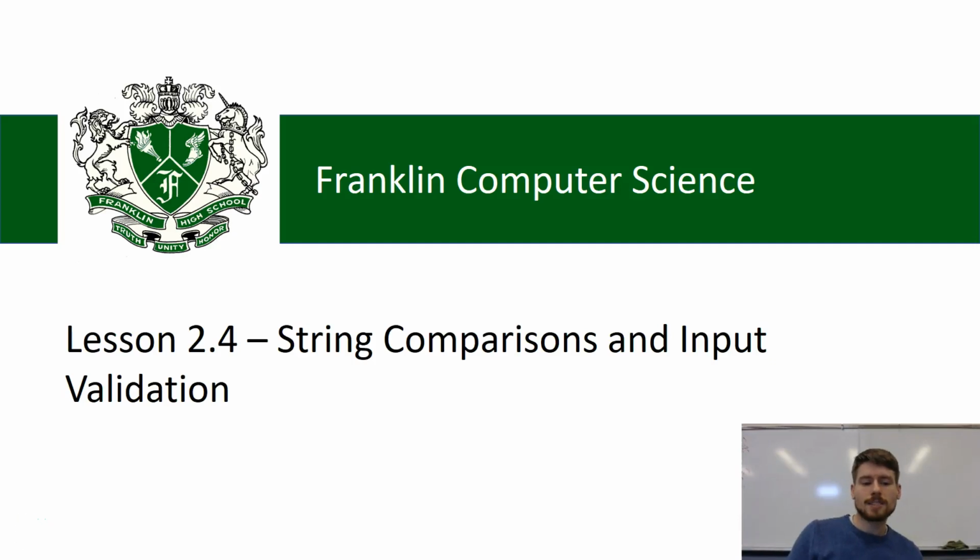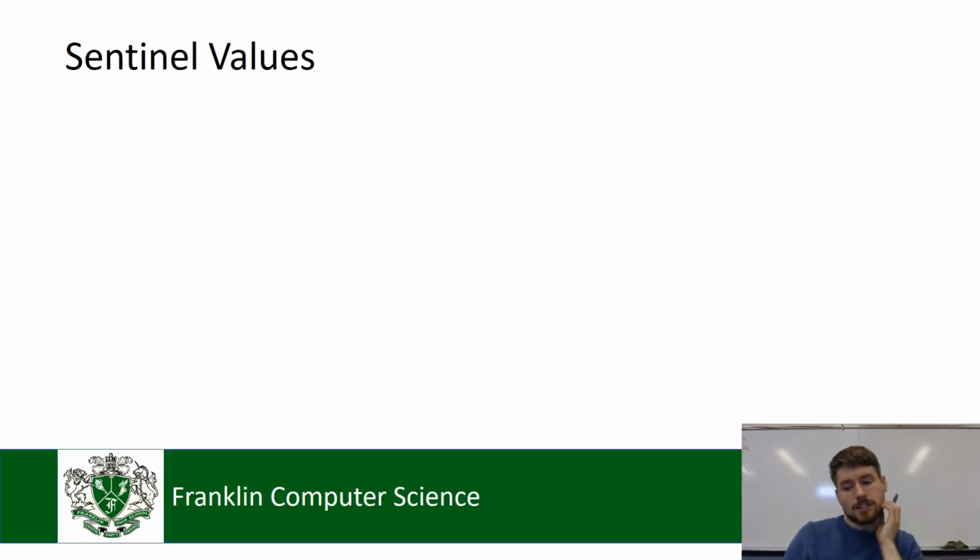Welcome to the next lesson about while loops. In this lesson, we're going to talk about how you can compare strings for equality and use that in a while loop test, and also how to validate user input. So this is going to be a lot about how you make your programs handle user input. And the first thing I want to talk about is this notion of sentinel values.